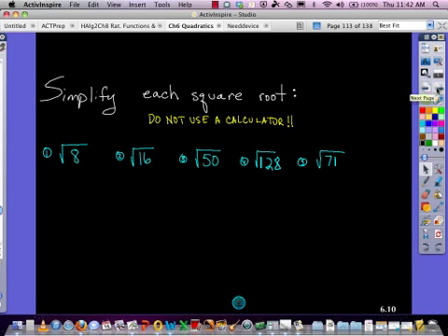You're going to have to remember how to simplify radicals in order to deal with square roots. So let's try a couple of these. Some of them are easier than others, but let's see what we've got.